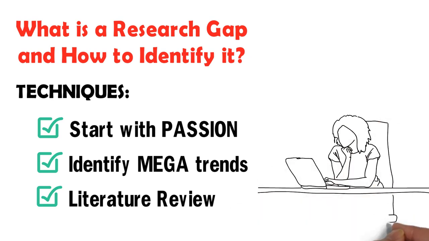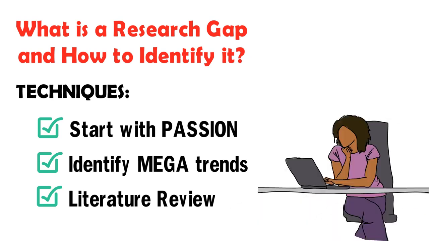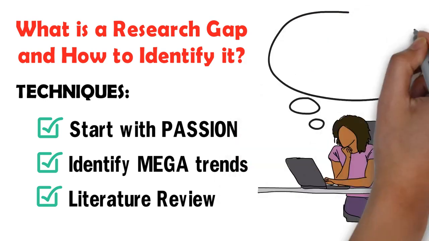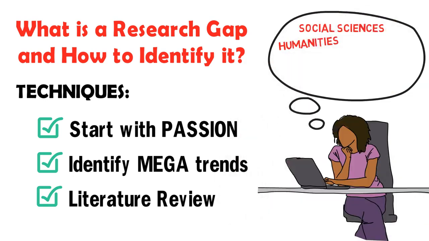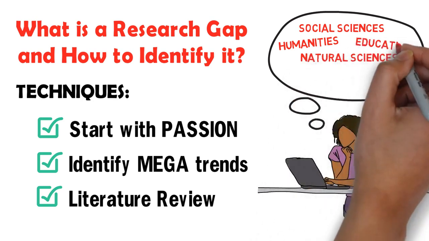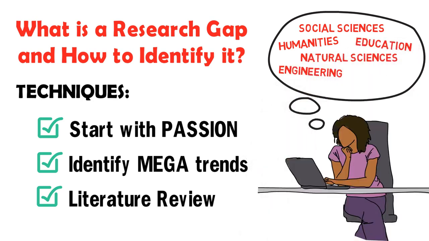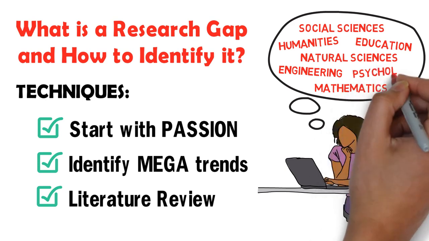Now, lastly, please note that the principles that we applied in this discussion and how to identify a research gap can be applied to all disciplines, be they social sciences, humanities, natural sciences, education, engineering, mathematics, or psychology.